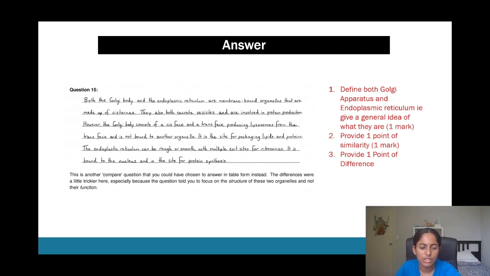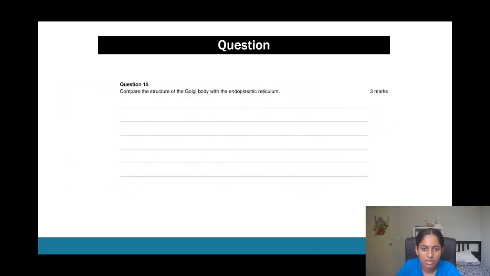And I would provide you marks if you compare both these organelles by providing 1 point of similarity and 1 point of difference. The similarity is that both of these have secretory vesicles, they're involved in protein production, whereas the way that they're involved is a bit different. The Golgi body packages proteins, but the endoplasmic reticulum has ribosomes that help produce proteins themselves. So that's the difference you would see here.